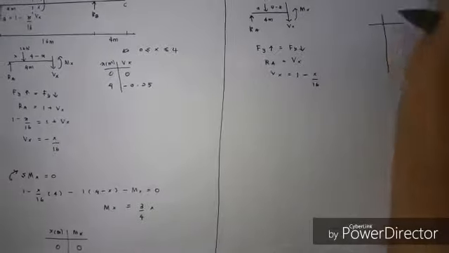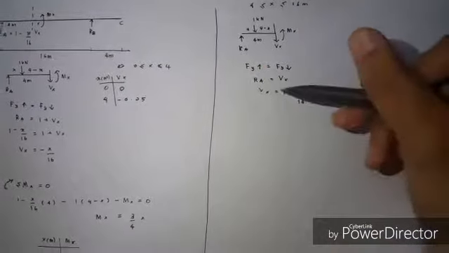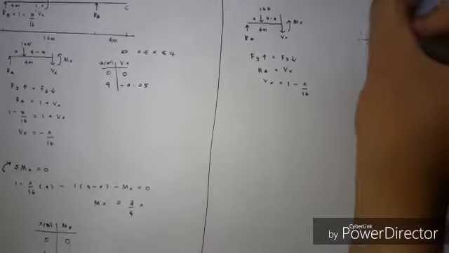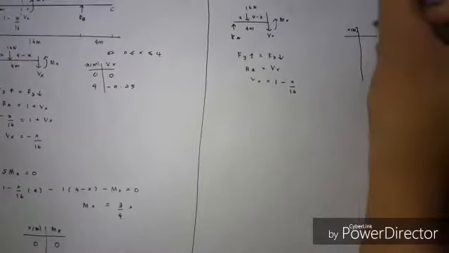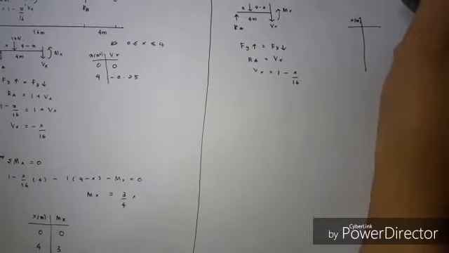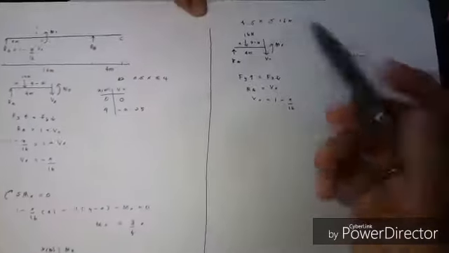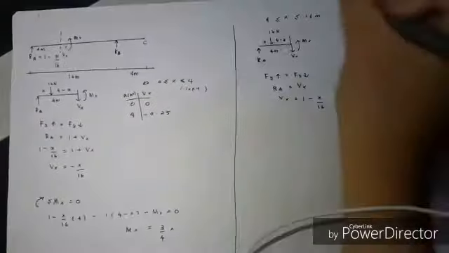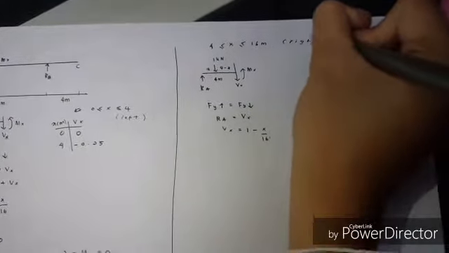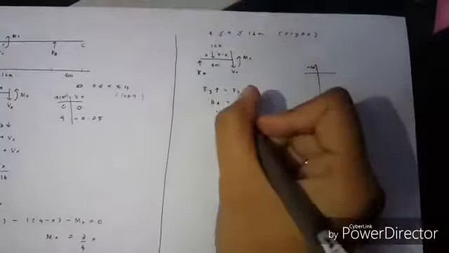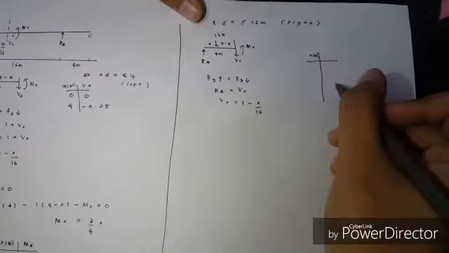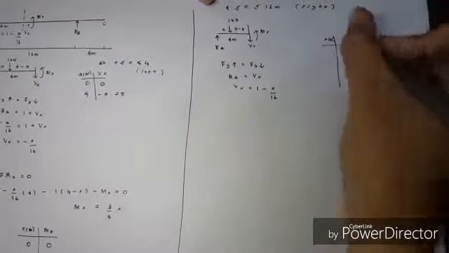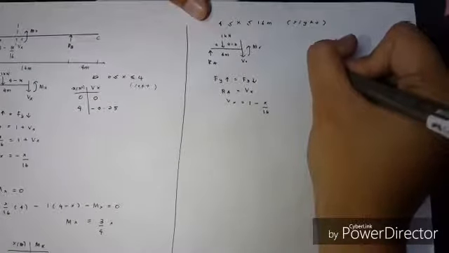So by using this equation Vx, this one from the left section and this one from the right section. Okay, continue with this equation to find the value Vx. We assume x is 4 meter.